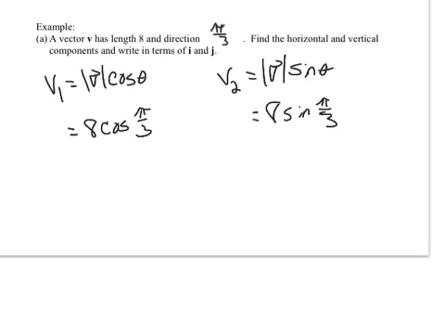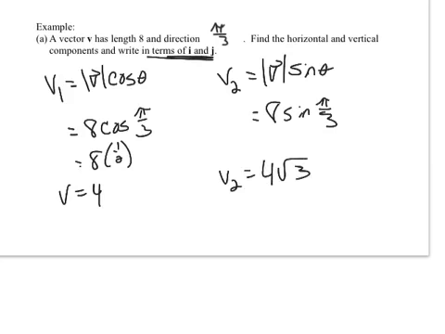I can go ahead and evaluate this. Pi over 3 is a special angle, so the cosine of pi over 3 is 1/2, which means v1 is going to be 4, and that's going to make v2 4 radical 3. So in terms of i and j, you say my vector v is 4i plus 4 radical 3 j.